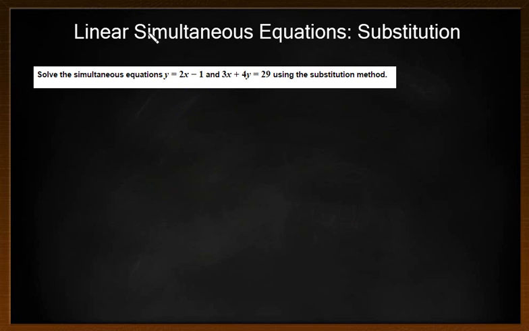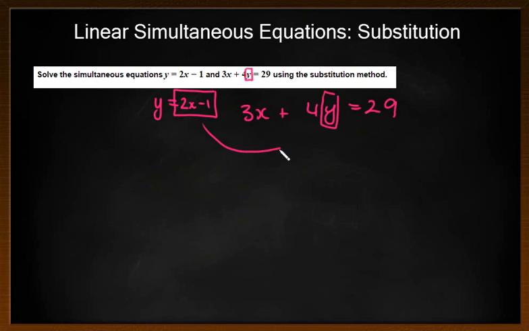All right, welcome back, guys. So we've got these two equations here. I've got y is equal to 2x minus 1, which means I'm going to be replacing this y here. I'm going to rewrite that out so we can see it nice and easily. I'm going to be replacing that y value with the 2x minus 1 because it says that y is equal to that. So just like that last question, I'm going to rewrite it and have 3x plus 4 lots of y. In this case, y is 2x minus 1, and that equals 29.